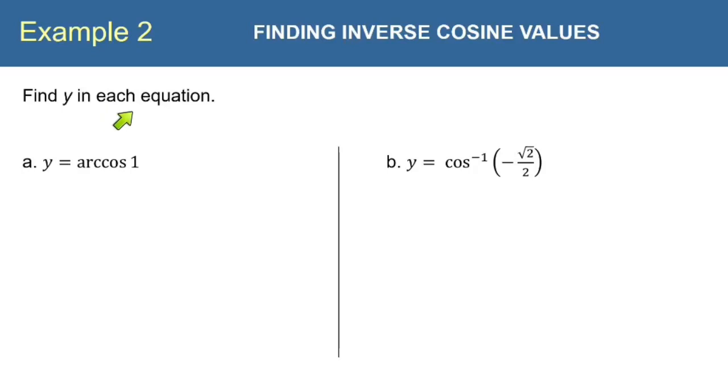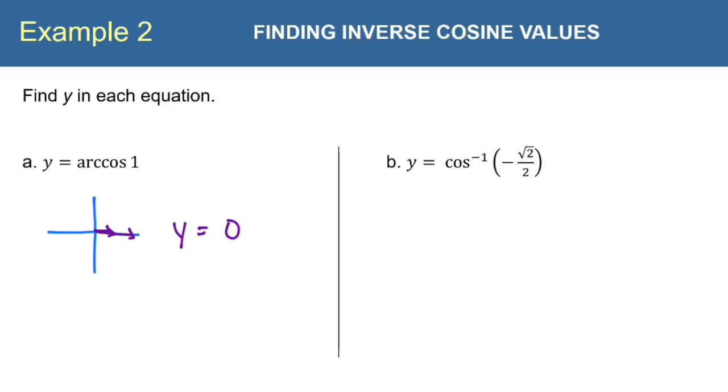It says find y in each equation. And part A says y equals arc cosine of 1. So we're looking for an angle between 0 and pi radians whose cosine is 1. Now, again, this is going to be a quadrantal angle, and so we want to think of the angle whose terminal side goes through the point (1, 0), and that would, of course, be the angle 0 radians.